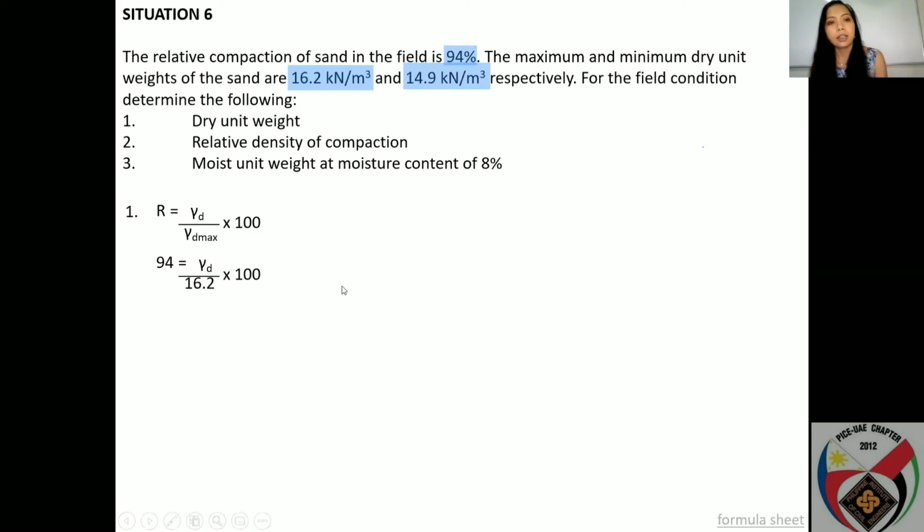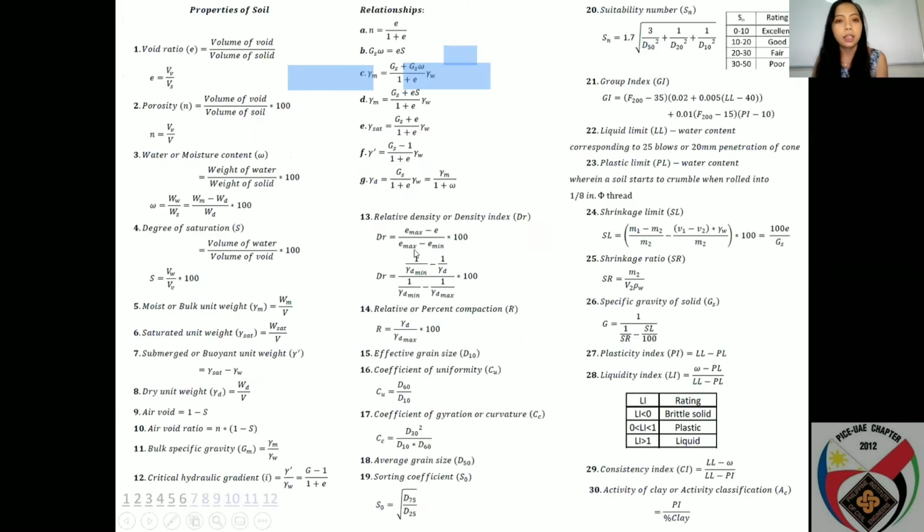Dry unit weight is equal to 15.23 kilonewton per cubic meter. That's the answer for the first unknown. Second unknown, relative density of compaction. Punta ulit tayo formula sheet. Ito na siya, relative density.